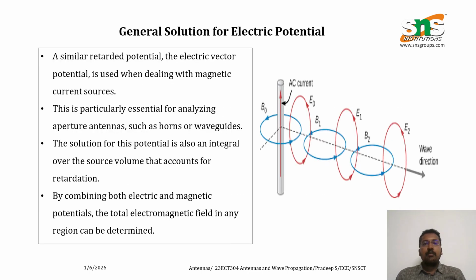A retarded form of potential, known as the electric vector potential, is employed when magnetic current sources are considered. This formulation is especially important in the analysis of aperture antennas, including horns and waveguides. The solution for the electric vector potential is likewise expressed as an integral over the source volume and explicitly incorporates the effect of retardation. By using both the electric and magnetic potential together, the complete electromagnetic field in any region of space can be accurately determined.